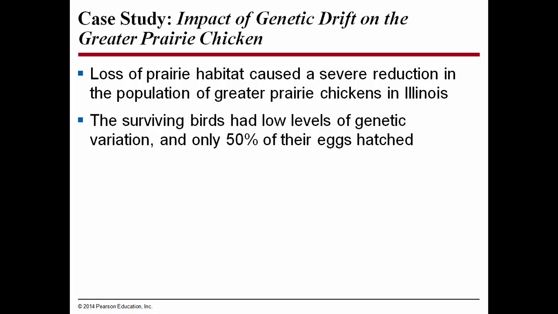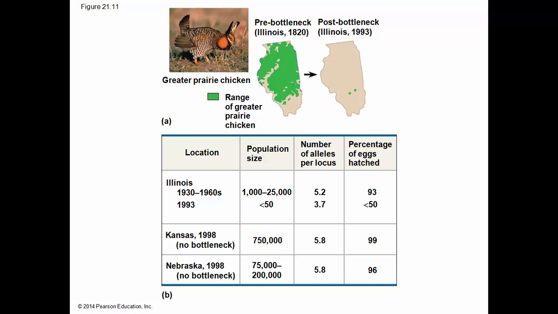The impact of genetic drift on the greater prairie chicken. This is a classic example. The loss of prairie habitat has caused a severe reduction of the greater prairie chickens in Illinois. The surviving birds had low levels of genetic variation, and only 50% of their eggs hatched. So reduced genetic variation does have an impact, particularly on species that are rare or endangered.